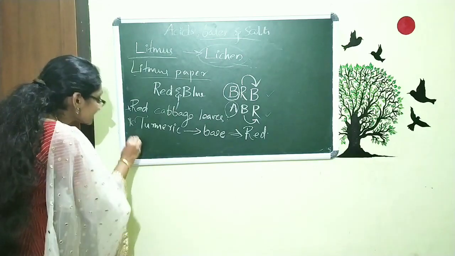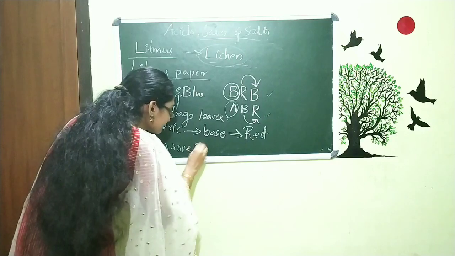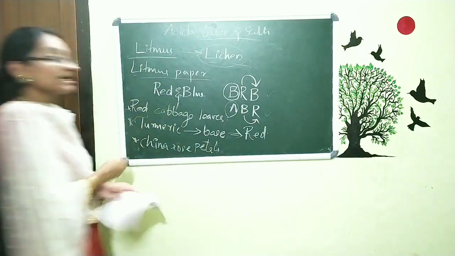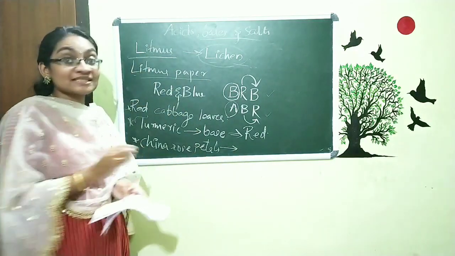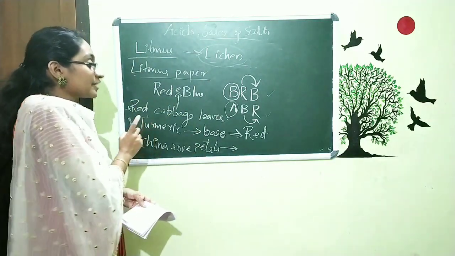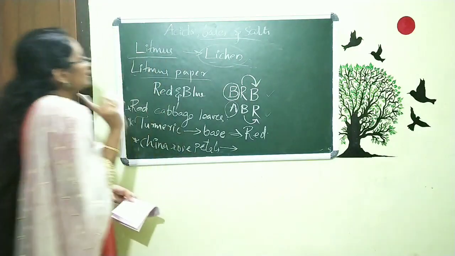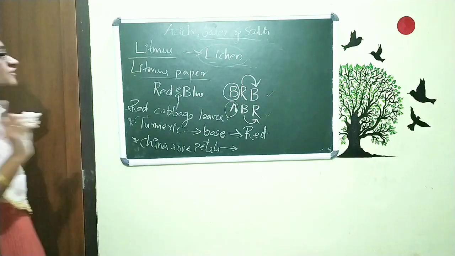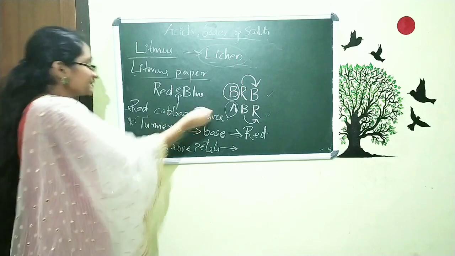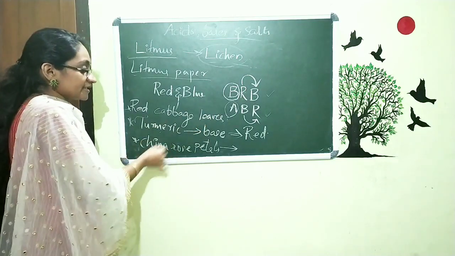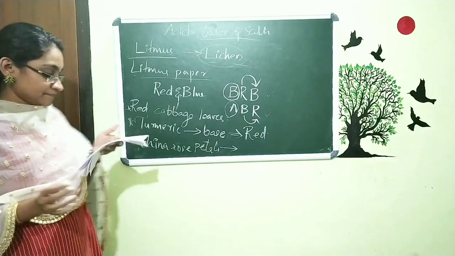The other one is China rose petals. China rose petals means the hibiscus flower. This also we are using as an indicator. So this is also what? A natural indicator. You just want to remember these examples: litmus, red cabbage leaves, turmeric, China rose petals, etc. These are some of the natural indicators.